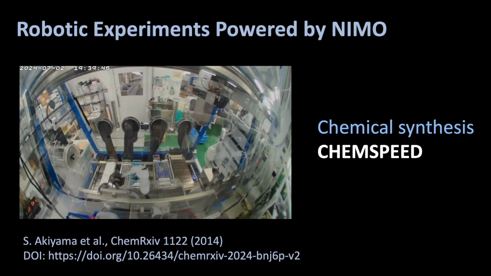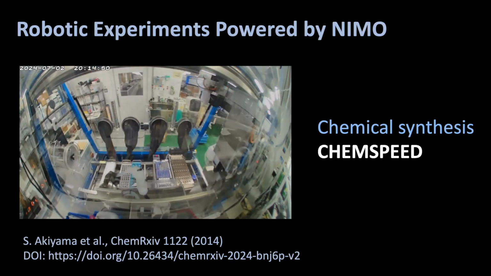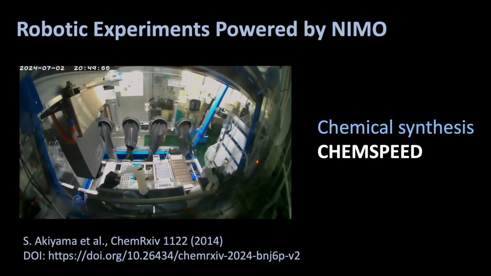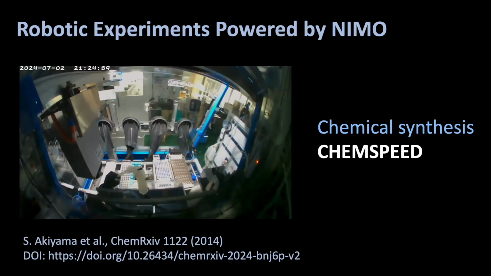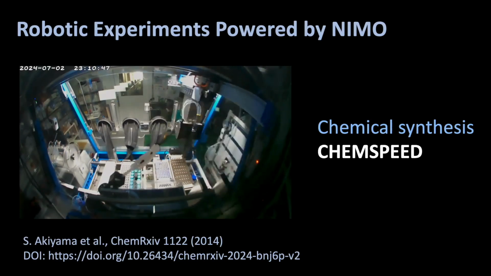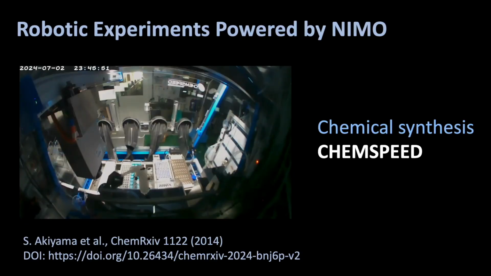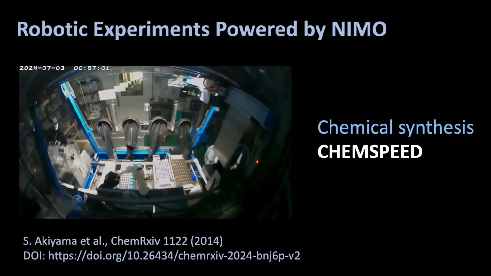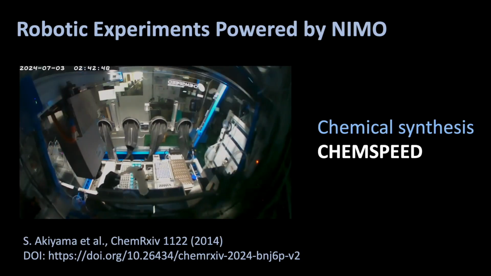Next, we successfully created a closed-loop system for chemical synthesis using ChemSpeed, HPLC, and NIMO. In this study, we targeted the optimization of Suzuki-Miyaura reactions. The system explored a total of 192 different reaction conditions. This impressive dataset was built starting from just 4 initial conditions, followed by 47 iterative optimization cycles.